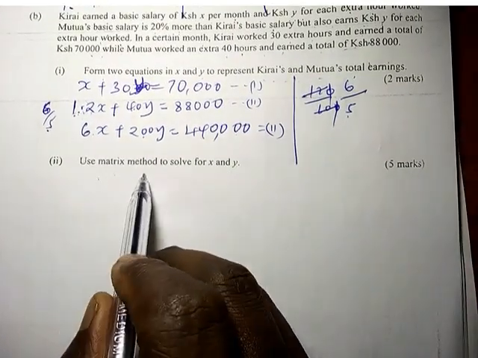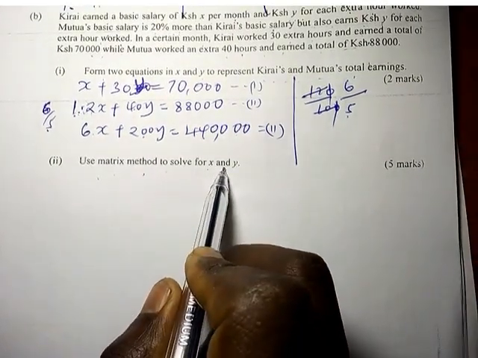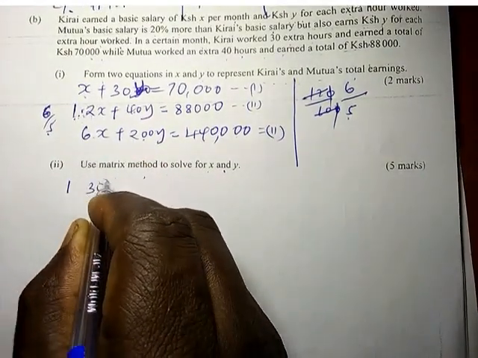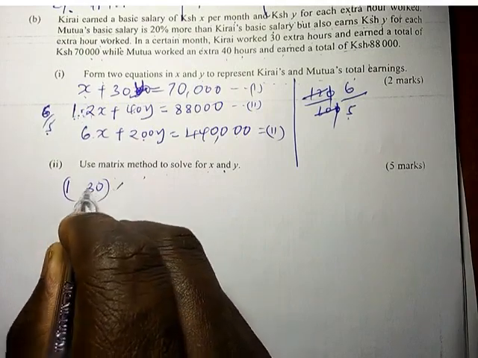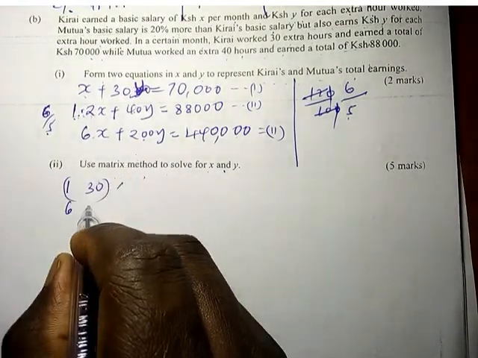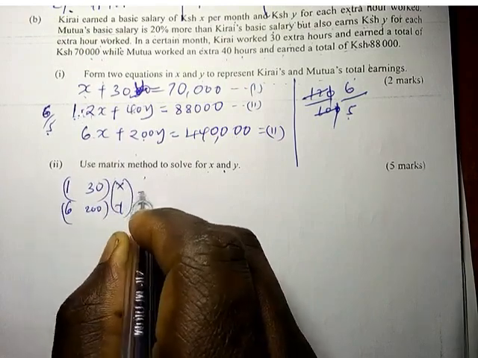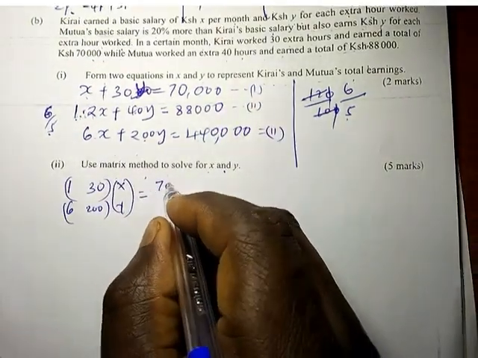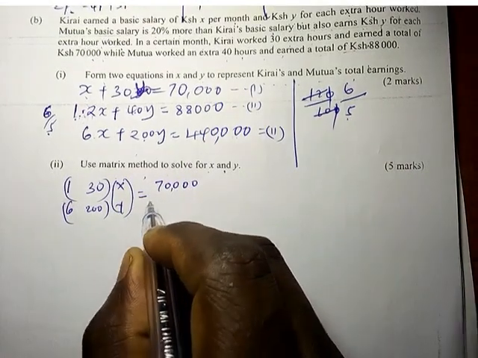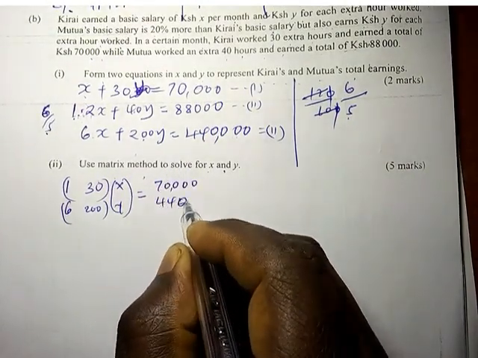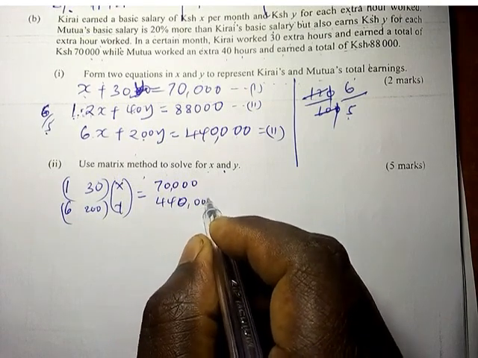Now use the matrix method to solve x and y. So now copy this one. This is 130, and this one is 6, 200. Multiplying x, y is equal to 70,000, and this one is 44,000.